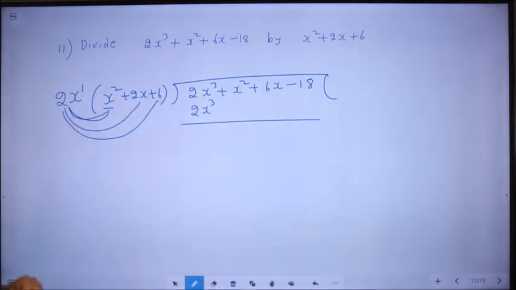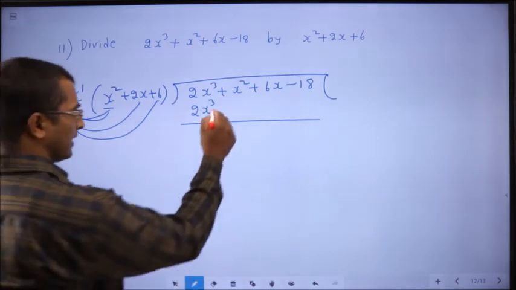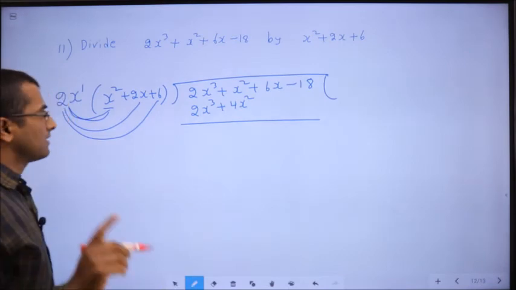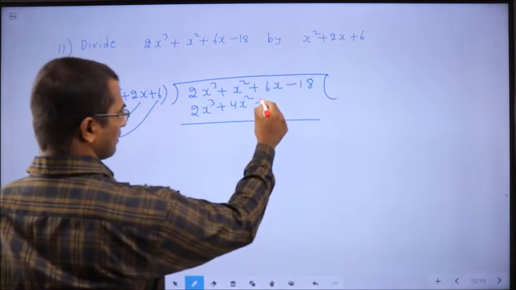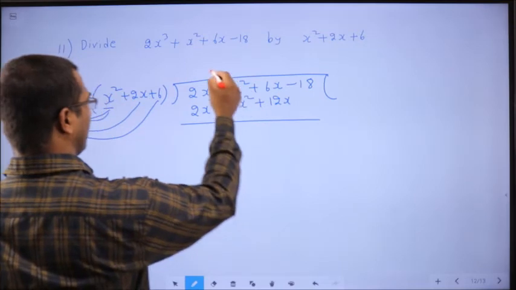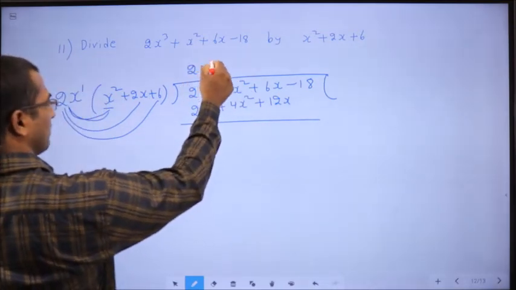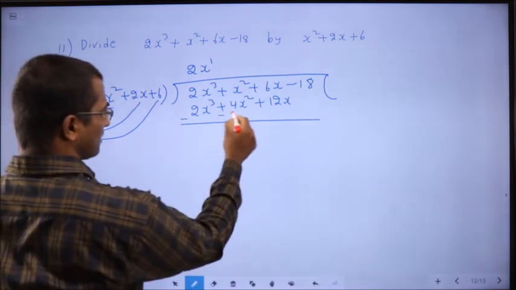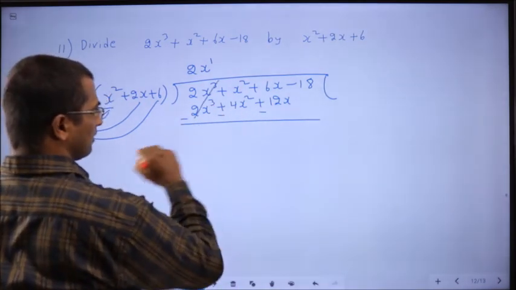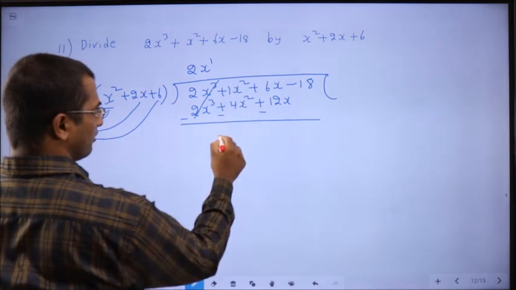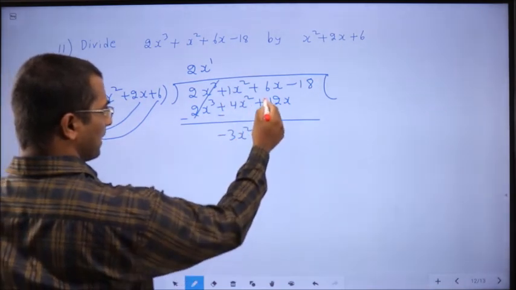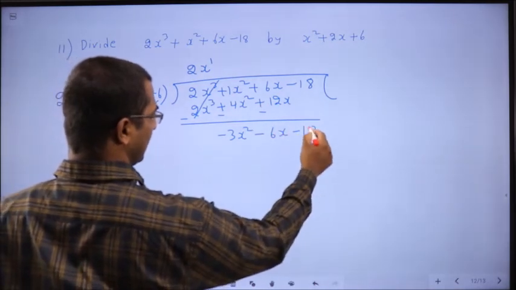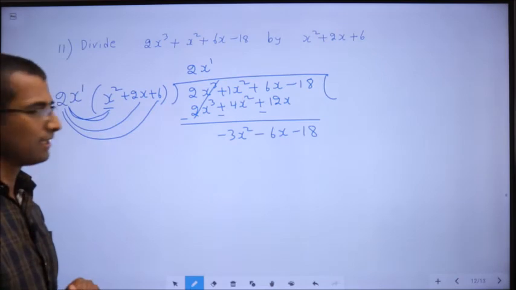So 2x power 1 into 2x is 4x square. Next, 2x into plus 6 is plus 12x. Okay. So first term of the quotient is 2x power 1. Now change the sign. So minus, minus, minus. So this cancel out. Here plus 1 minus 4 will be minus 3x square. Plus 6 minus 12 will be minus 6x. Bring minus 18 down. Okay.